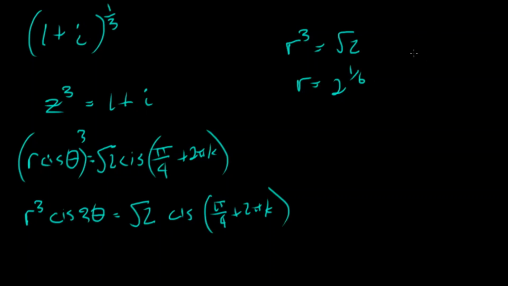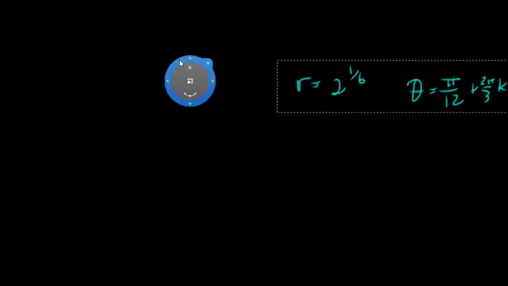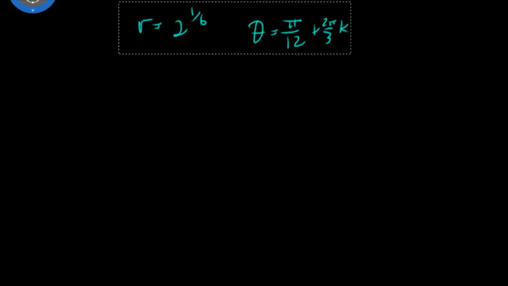And 3 theta needs to be equal to pi over 4 plus 2 pi k. All right. So this 2 pi k is what's giving us the other possible angles. Divide by 3, you're going to get pi over 12 plus 2 pi over 3 k. Cool. And then if I combine these, I will get my three solutions. And I want to explain in just 1 second why there are only three.